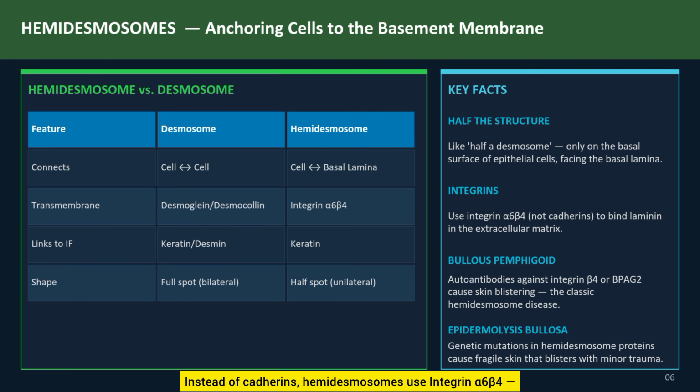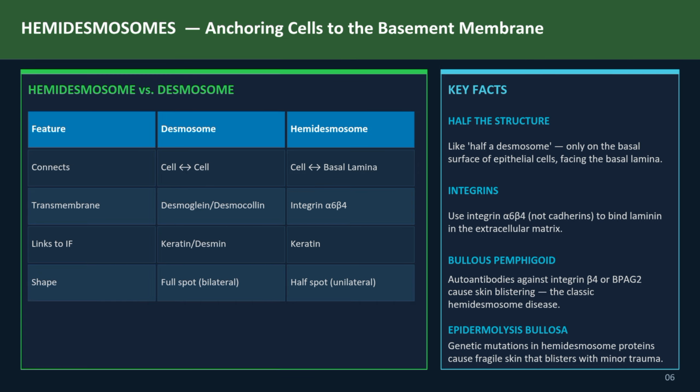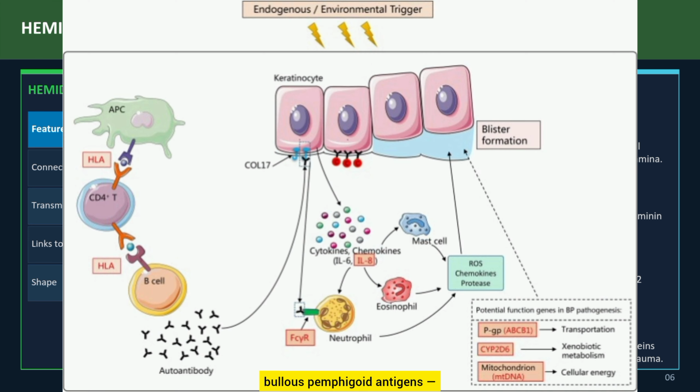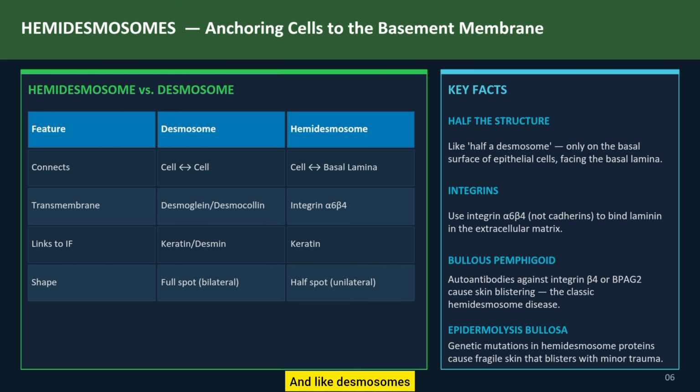Instead of cadherins, hemidesmosomes use integrin alpha-6 beta-4, which binds to laminin in the basal lamina. They also involve BPAG1 and BPAG2, bullous pemphigoid antigens, and like desmosomes, they connect to intermediate filaments on the intracellular side. Clinically, this is where two important blistering diseases come from.